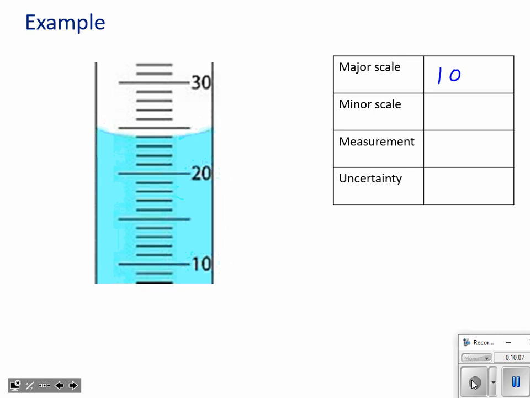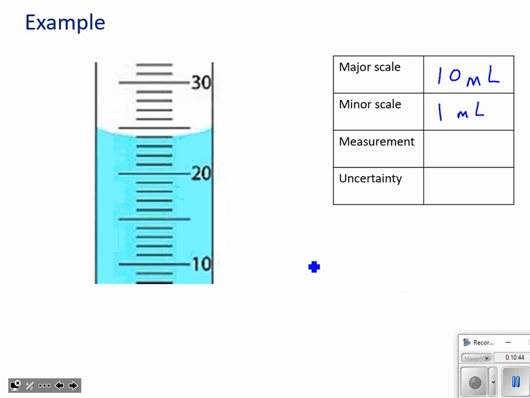I said this is a graduated cylinder. What do you think graduated cylinders are typically measuring? Milliliters. Good. Milliliters. Now, what is my minor scale for this graduated cylinder? 1 milliliter. How'd you get that? You divided 10 by 10. So my minor scale is 1 milliliter.